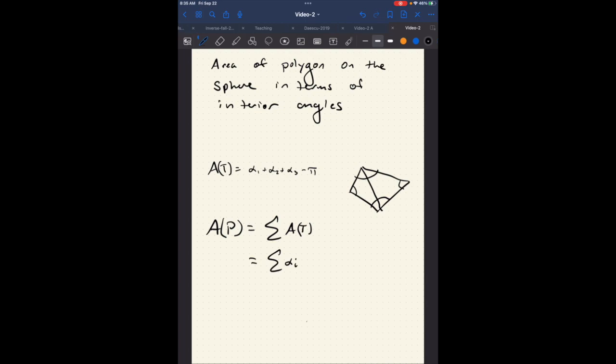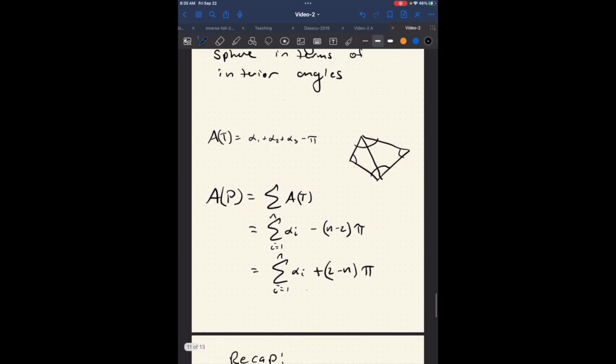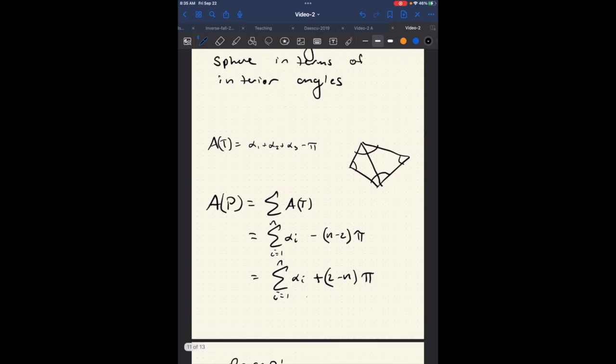So if we just sum up our alpha i's, i equals 1 to n, and then we're going to get minus n minus 2 copies of pi here. If that's too many minus signs, we'll get the sum from i equals 1 to n of alpha i, plus 2 minus n times pi if you prefer. And this is the area of a polygon on the sphere. So this will be useful to us later.